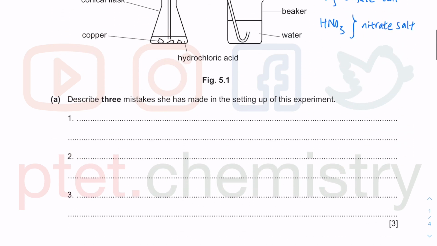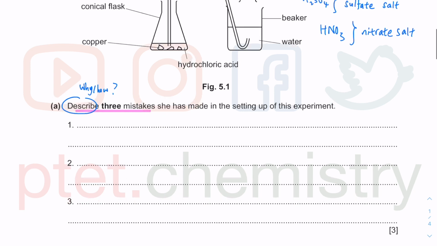Now this student has made a couple of mistakes. Describe 3 mistakes. So describe me, you gotta talk more about saying this is mistake. No, you gotta talk about why or how is this a mistake. Okay, so describe involved, elaborating or stating, not just stating, but explaining in greater detail. That's why 2 lines for every mistake here.